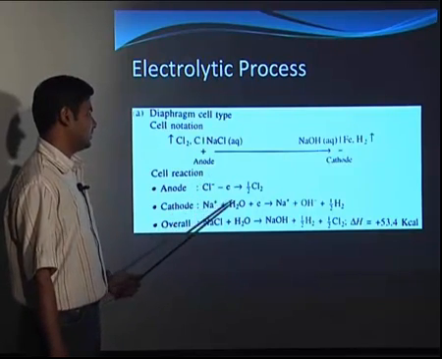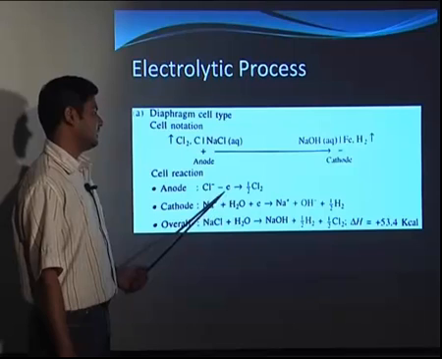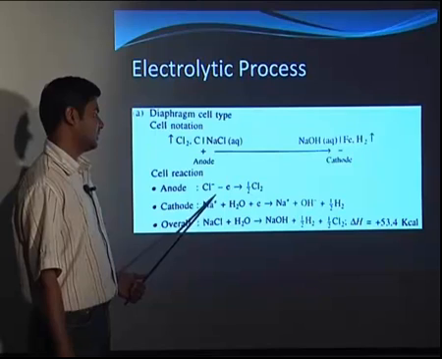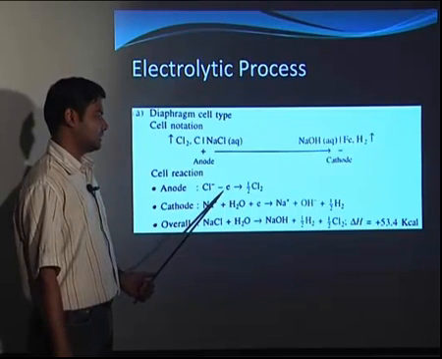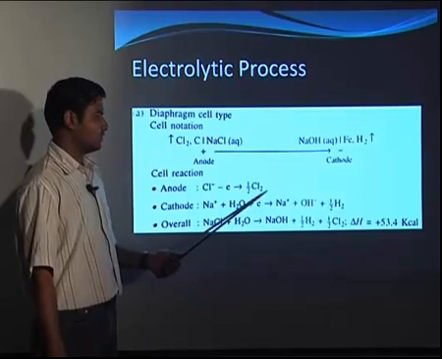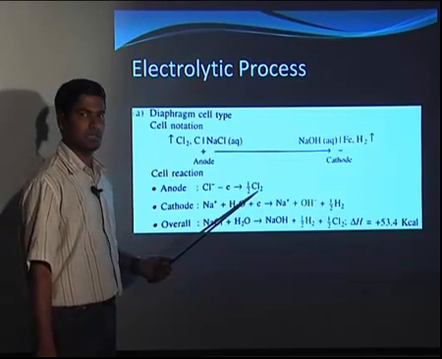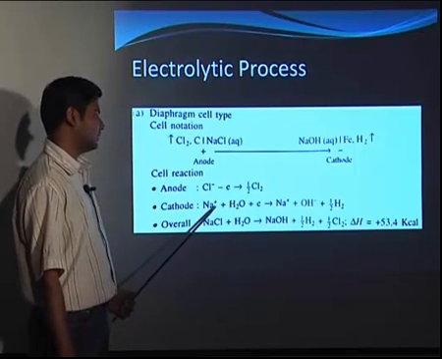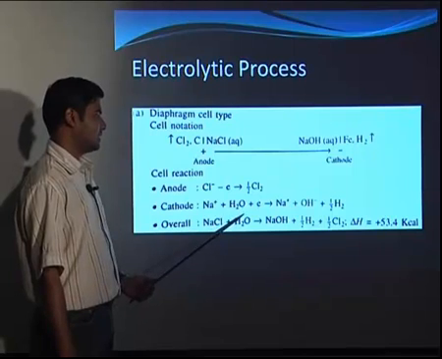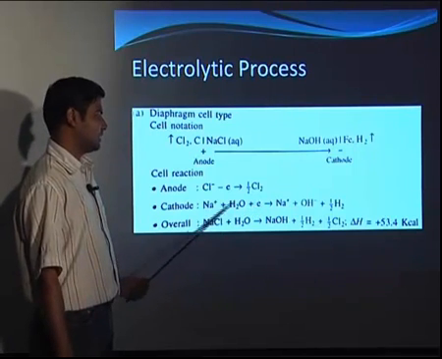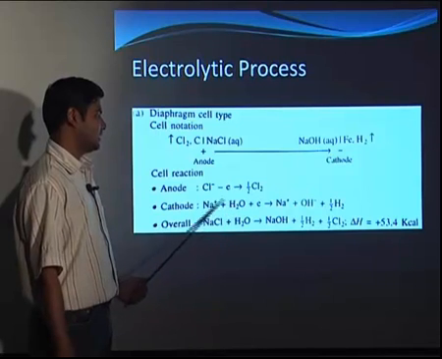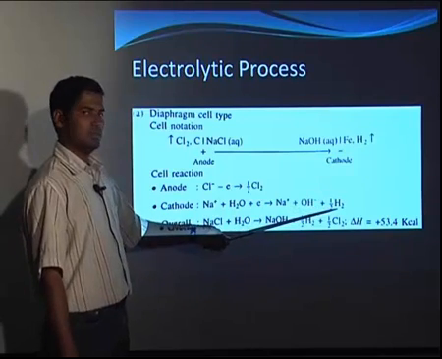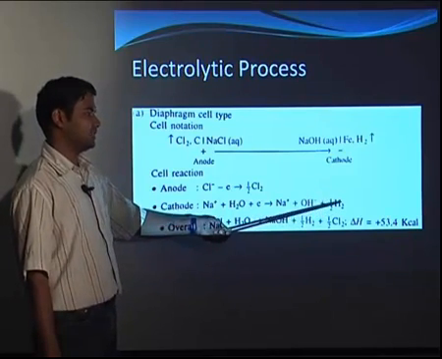If you see the anode, mainly the electron is lost, which means an oxidation reaction takes place here. The chloride ion loses an electron and gives Cl 0, and Cl plus Cl gives Cl2 as a gas. Then at the cathode, which is negatively charged, the positive ion is attracted toward it. So Na plus reacts with water and gains an electron, so a reduction reaction takes place. Here the Na plus and the OH minus combine to give sodium hydroxide with the evolution of hydrogen, which will be burned and form water again.